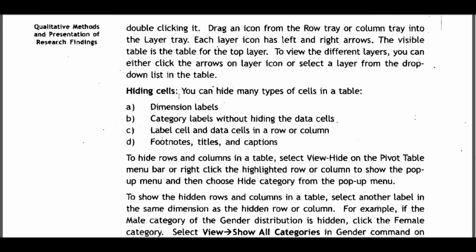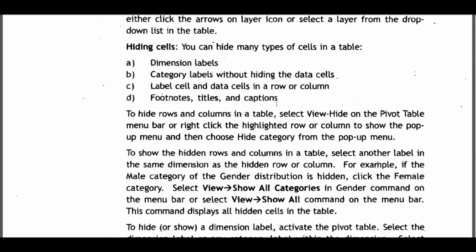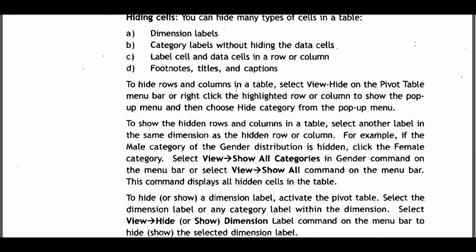Hiding cells. You can hide many types of cells in a table: dimension labels, category labels without hiding the data cells, label cells and data cells in a row or column, footnotes, titles, and captions. To hide rows and columns in a table, select view hide on the pivot table menu bar, or right click the highlighted row or column to show the pop-up menu and then choose hide category from the pop-up menu.